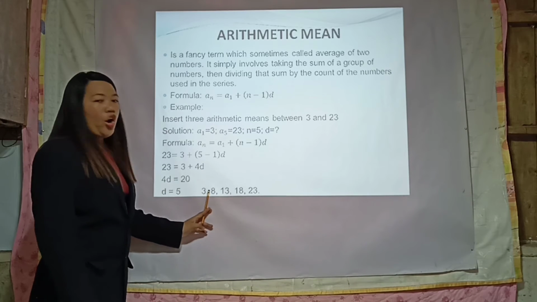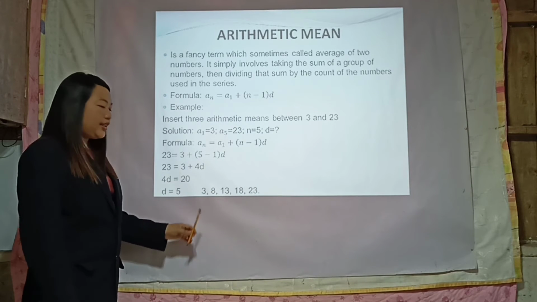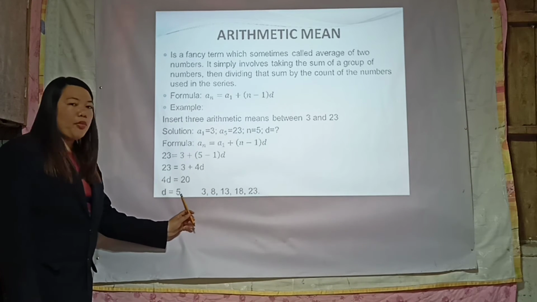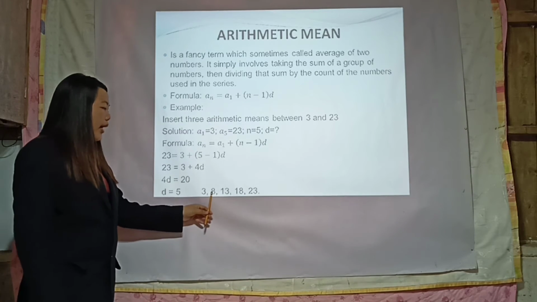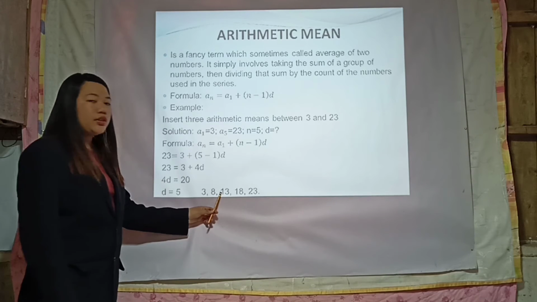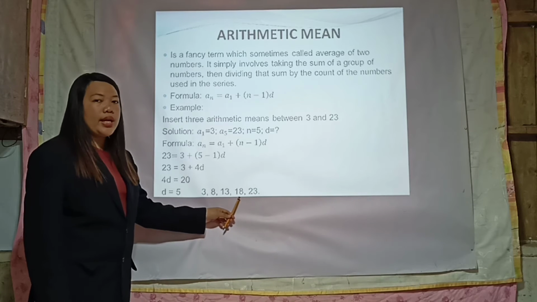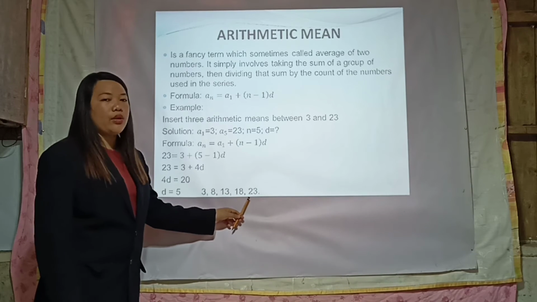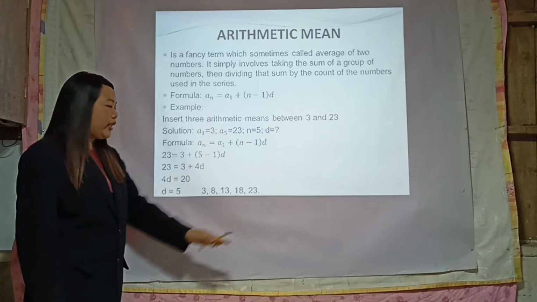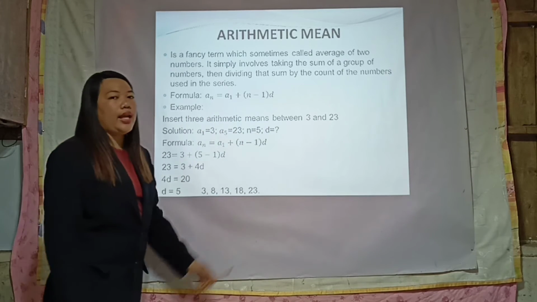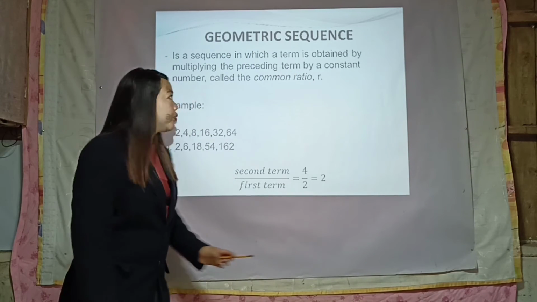So, in order to know the numbers between 3 and 23, let's just add the common difference to the first term and so on. So, 3 plus 5 is equal to 8 and 8 plus 5 is equal to 13 and 13 plus 5 is equal to 18 and 18 plus 5 is equal to 23. So the three arithmetic means between 3 and 23 are 8, 13, and 18. So now let's move to geometric sequence.